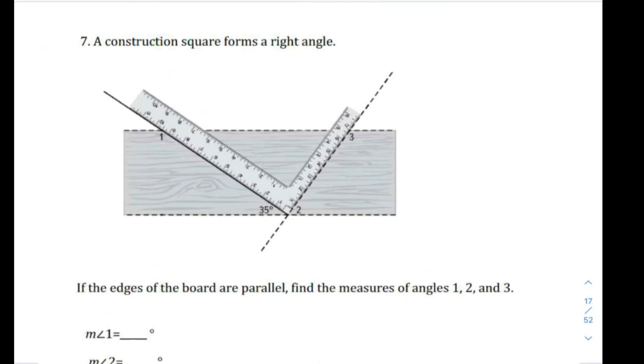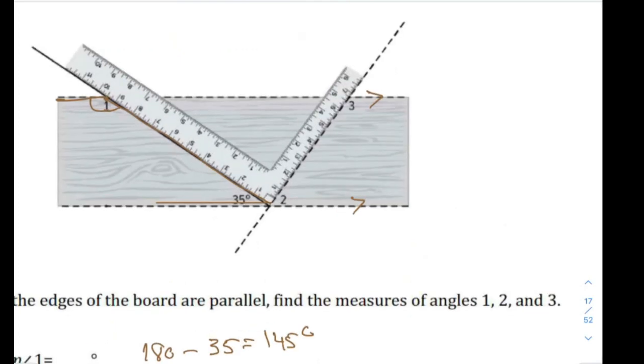A construction square forms a right angle if the edges of the board are parallel. So these are parallel lines. Find the measure of angle 1, 2, and 3. Let's start with 1. If you look at 1 here, this is consecutive interior angle with the 35. So measure of angle 1 is 180 minus 35, which is 145 degrees.